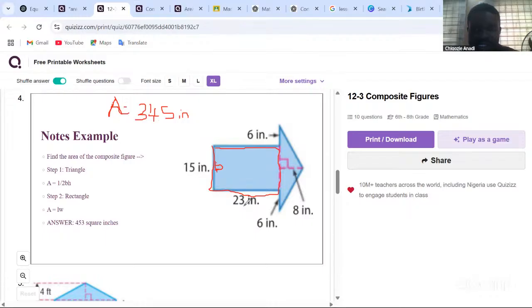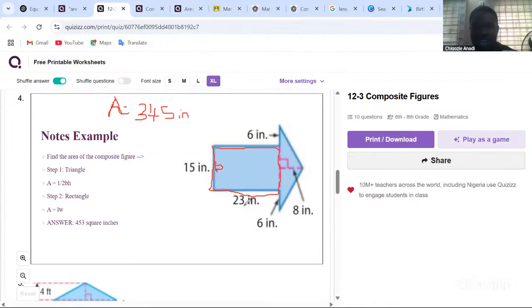So you're telling me that you added up 6 plus 15 plus 6 to give you 27, right? Can you hear me, Darren? Yeah. Okay, so you're telling me that you added 6 plus 15 plus 6, okay, yeah, very good.